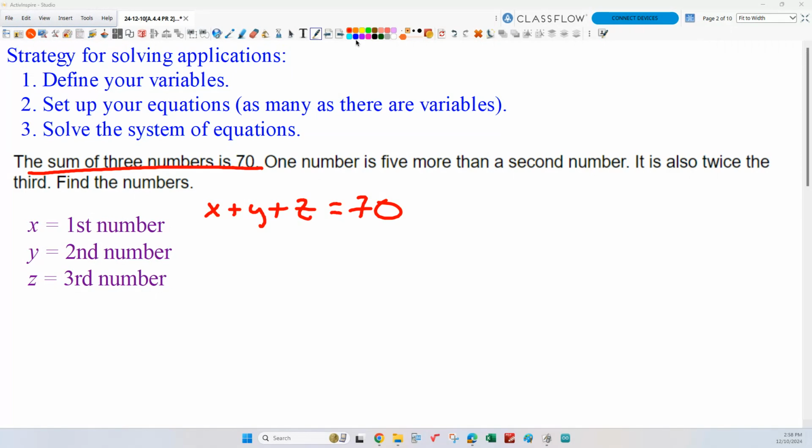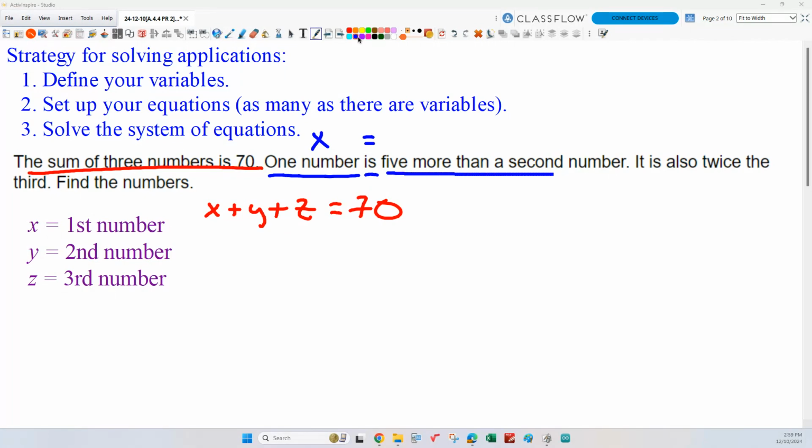Okay, next sentence, right? The next sentence says one number. Well, what does that represent? What's one number? So what could I want to try to make this a math sentence, an equation instead? X. Okay, good. So X is, what's that mean? Mathematically it corresponds to equals, yeah.